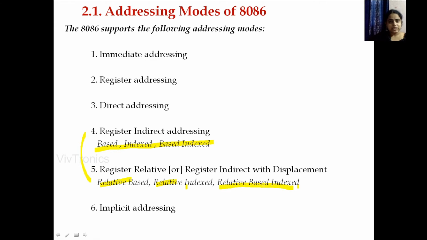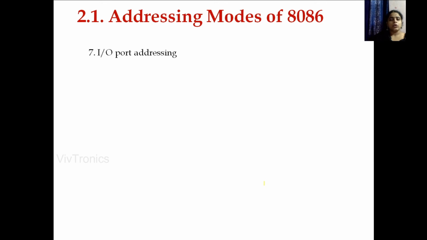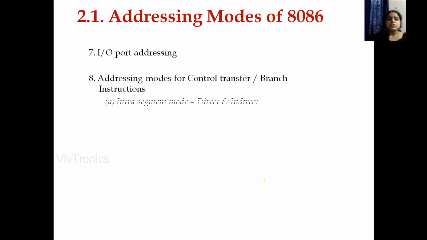Next, the sixth one is implicit addressing mode, the seventh is IO port addressing mode, and the eighth is addressing modes for control transfer or branch instructions. In that there are 2, intra-segment mode and inter-segment mode. In those 2 modes also, again, there are direct and indirect modes of addressing. So these are the 8 types of addressing modes of 8086. Now let us see them one by one in detail.